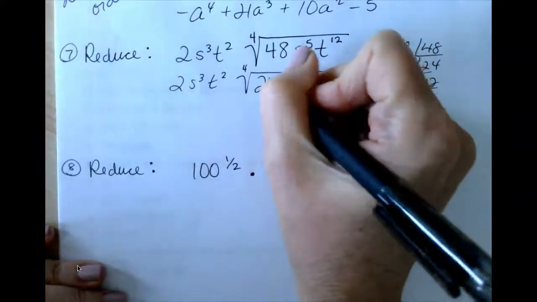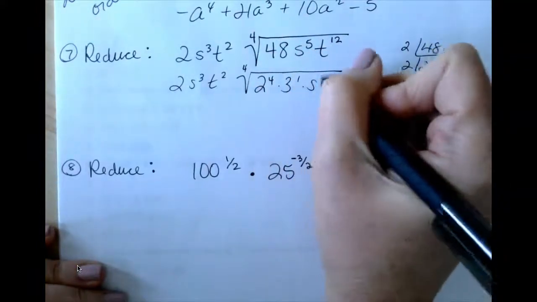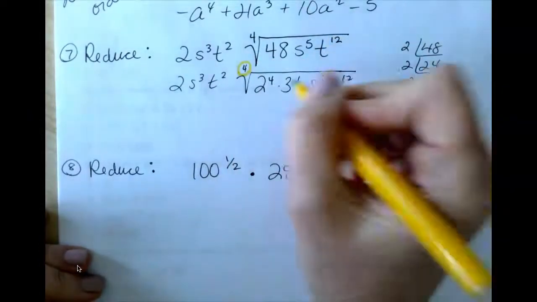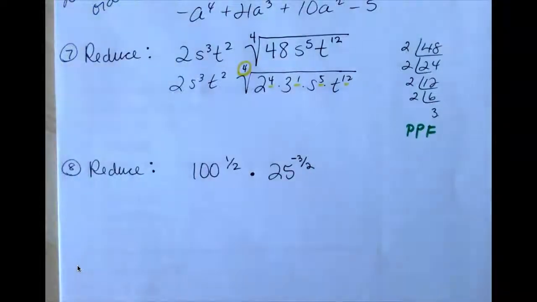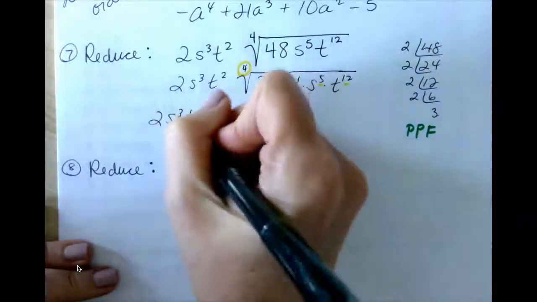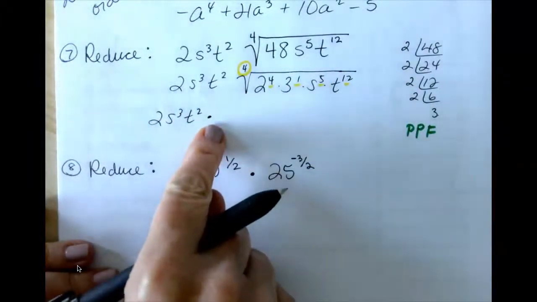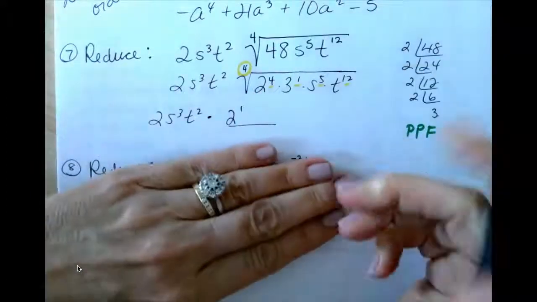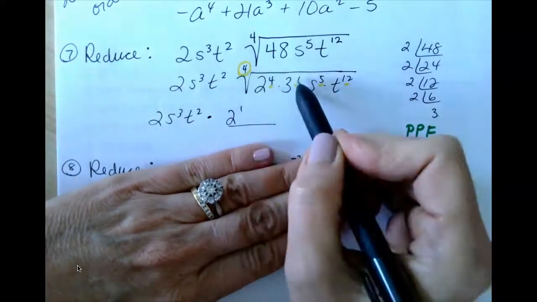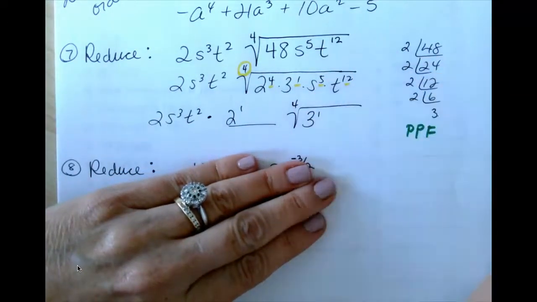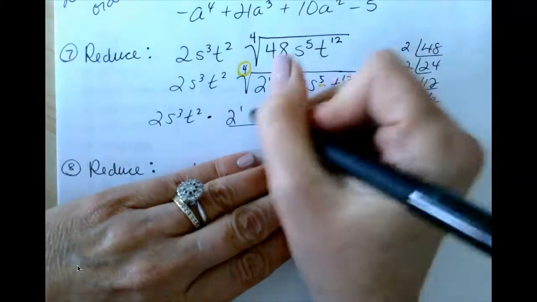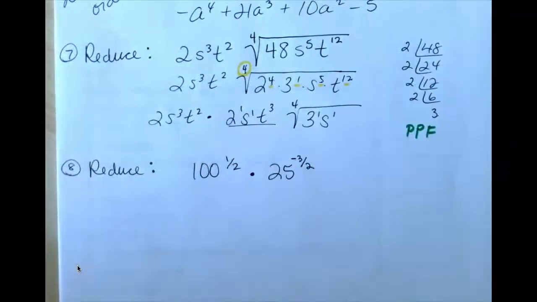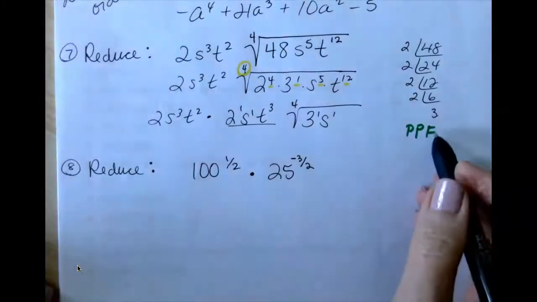1, 2, 3, 4. 2 to the fourth times 3 to the first times s to the fifth times t to the 12th. Now from there, we are going to compare the index of the radical with each one of those powers in our PPF. And out front, 2s cubed t squared is just going to get multiplied by whatever we're about to bring out. So 4 goes into 4 one whole time. That's why 1 power of 2 is going to come out. 4 will not go into 1. That is why the 3 to the first has to stay under. 4 goes into 5 one whole time with 1 left over. 4 goes into 12 3 times exactly. So we just simplify the radical by using the prime power factorization.